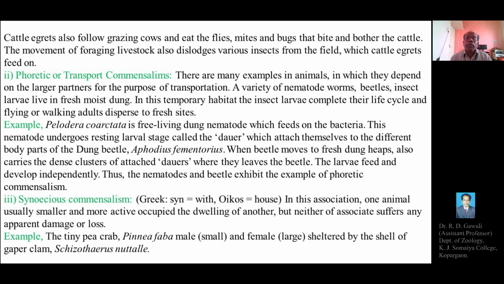So here this is a relationship between the dung nematodes and the beetles. The dung nematodes can be carried with the dung beetles from one place to another. So this is again a phoretic or transport commensalism type of relationship between the nematodes and the beetles, representing the example of phoretic commensalism.